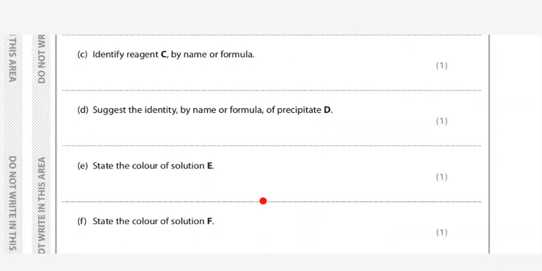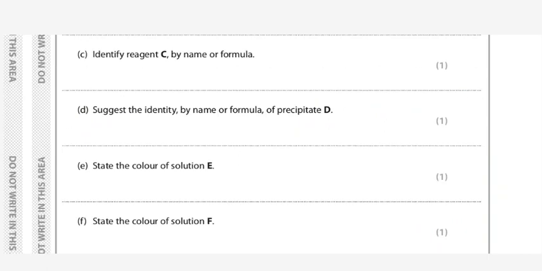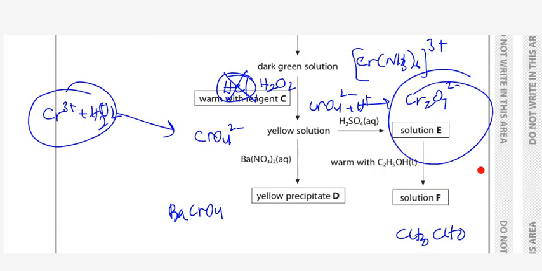The color of the solution is orange. The color of the solution F is green after reduction, because the oxidizing agent oxidizes the alcohol and itself is reduced. It undergoes reduction to Cr3+, so it turns green at the end.